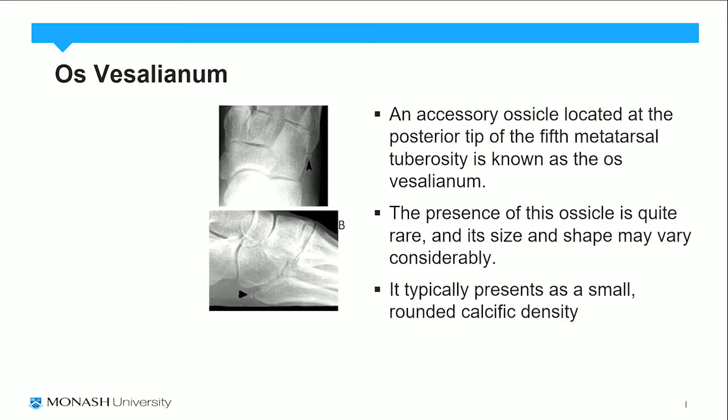Os vesalianum is an accessory ossicle located at the posterior tip of the fifth metatarsal, and the presence of this ossicle is very rare, and its size and shape may also vary. It typically looks like a small rounded calcific density.